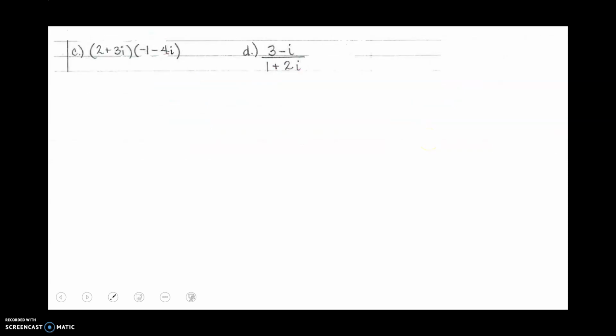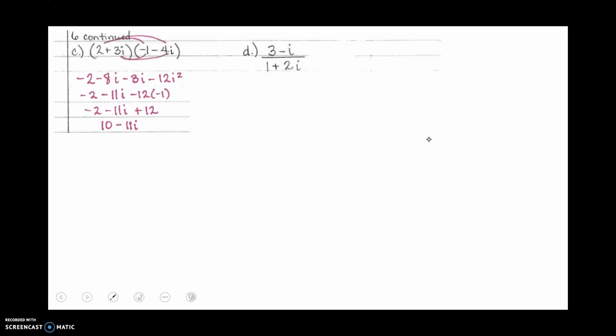All right, then the next one that they give us, they want us to multiply imaginary numbers, all right? So to multiply, I need to FOIL. So I'm going to go through and say 2 times negative 1 is negative 2. 2 times negative 4i is negative 8i. 3i times negative 1 is negative 3i. 3i times negative 4i would be negative 12i squared.